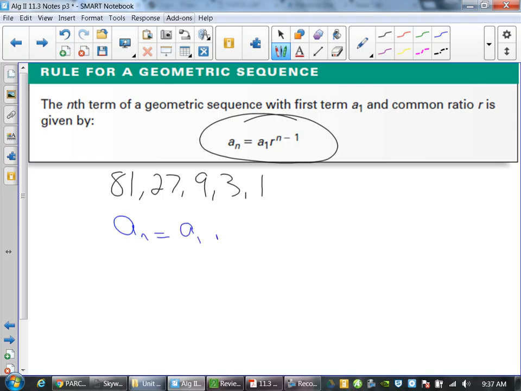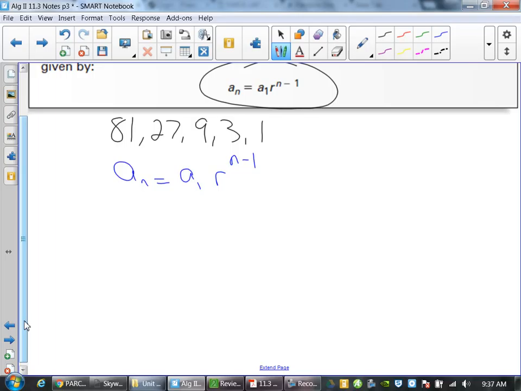First term, your rate to the n minus 1. And what you had to do here was decide what the rate was. Hopefully you recognize the easiest thing to do is take the second term divided by the first, third term divided by the second, and so on. That's how you figure it out, because all of these should have a common ratio, a common rate. You get 1/3. Are we okay with that?